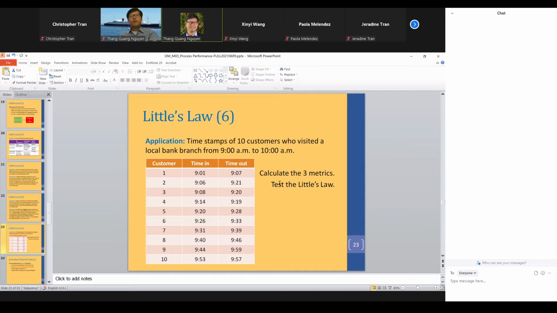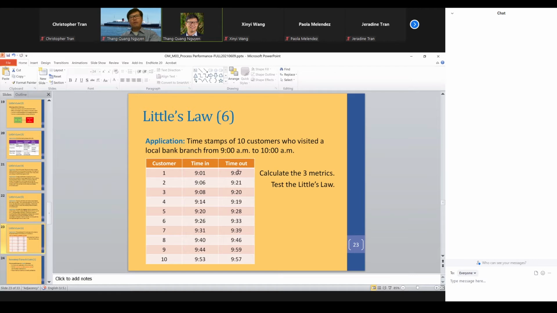So it is on slide 23. We have timestamps of 10 customers who visited a local bank branch from 9 a.m. to 10 a.m., right? So think about this. This is a banking process where the customer walks in and walks out of the bank. It's like we put a security camera in the lobby area, and then we can view the flow of customers in and out, right?